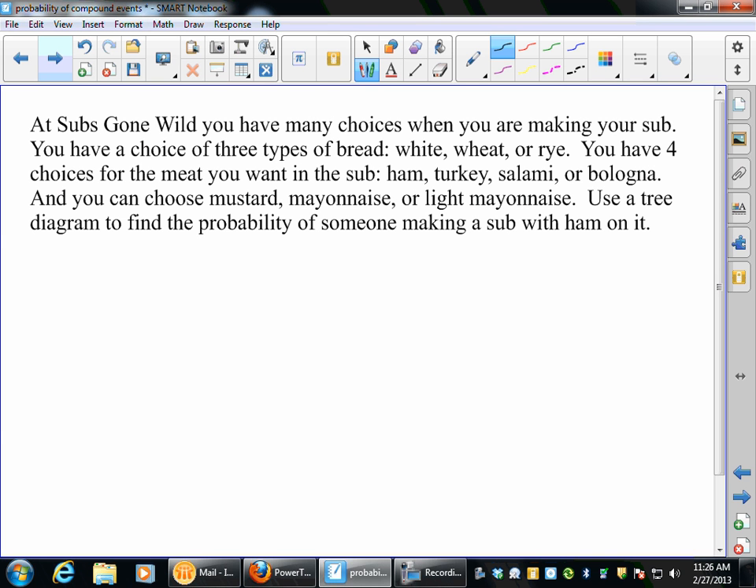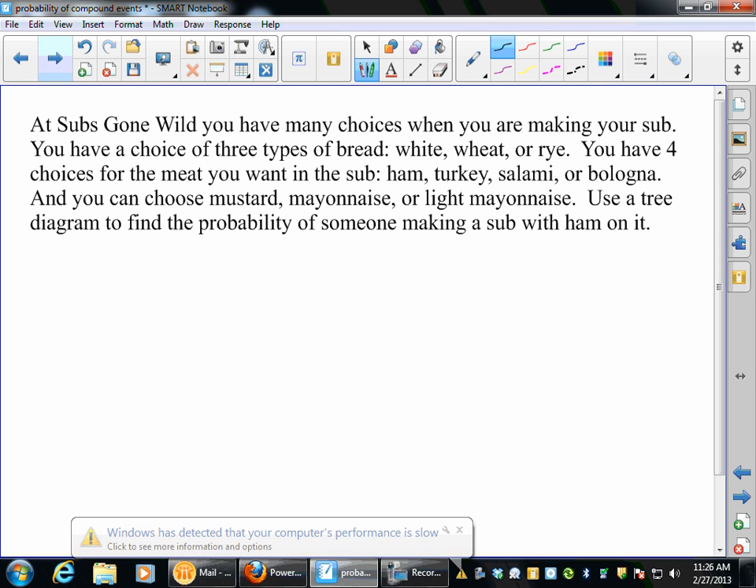You have many choices when you're making your sub. You have a choice of three types of bread: white, wheat, or rye. You have four choices for the meat you want in the sub. It can be ham, turkey, salami, or bologna. And then you can choose mustard, mayonnaise, or light mayonnaise to put on the sub. So that's three condiments you could put on.